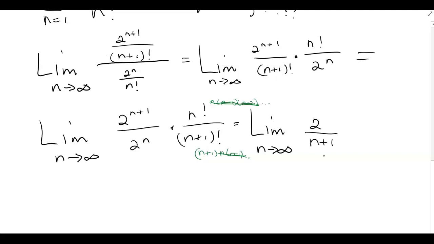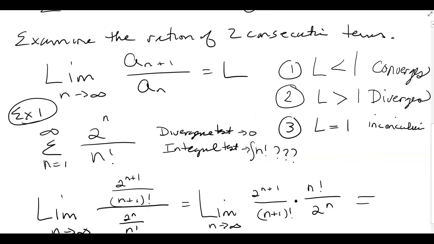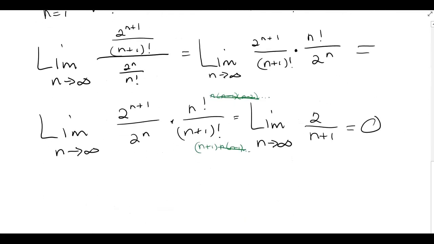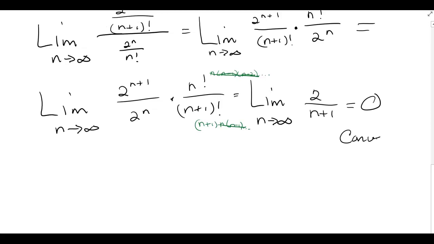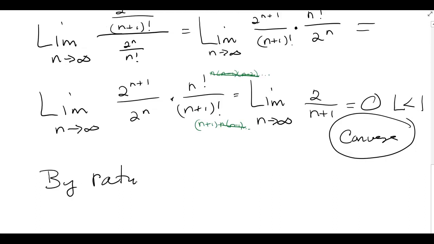As you know, 2 over n plus 1 as n goes to infinity, if your denominator is growing at a much faster rate than your numerator, then your limit goes to 0. And we're fine because according to this, your limit is less than 1. So we converge. And that's it. You would say because L is less than 1, we converge. So we'd say by the ratio test, and again, that's all you need to tell me because you showed me all the work up here.